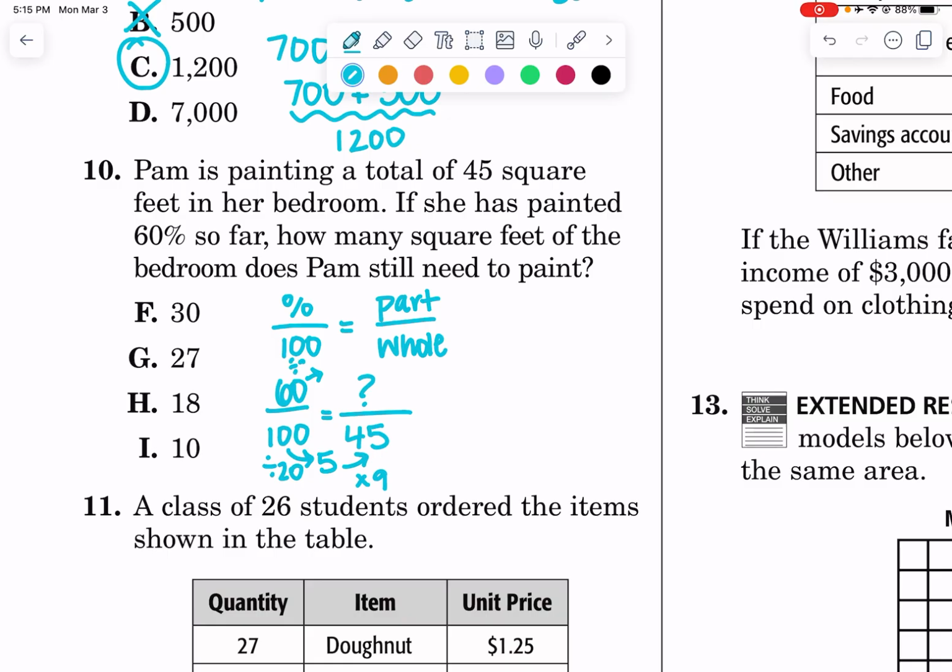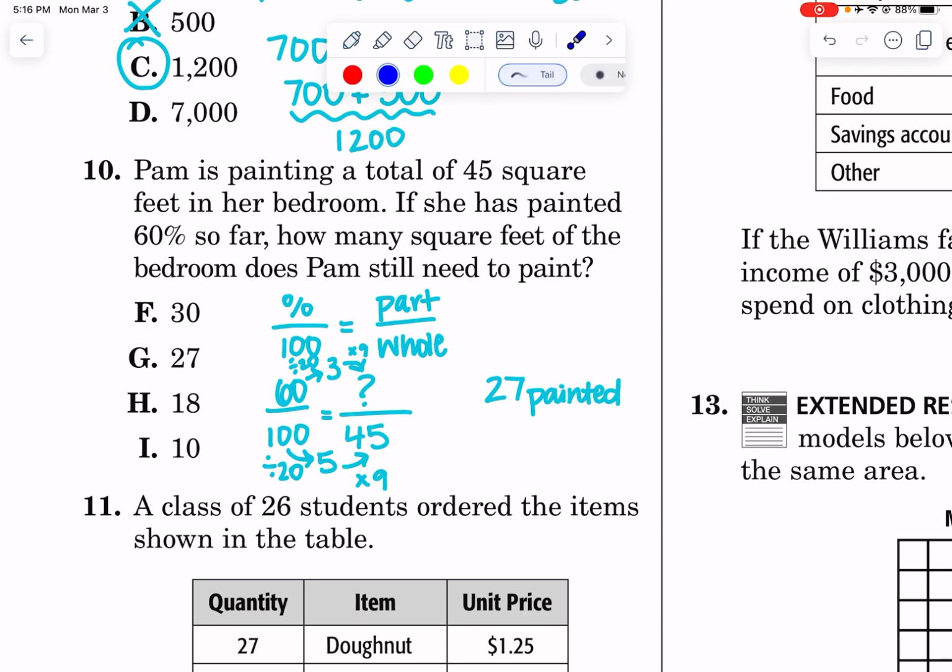First, I'm going to divide by 20. 60 divided by 20 is 3. And then I'm going to multiply by 9. 3 times 9 is 27. So she has painted 27 square feet.